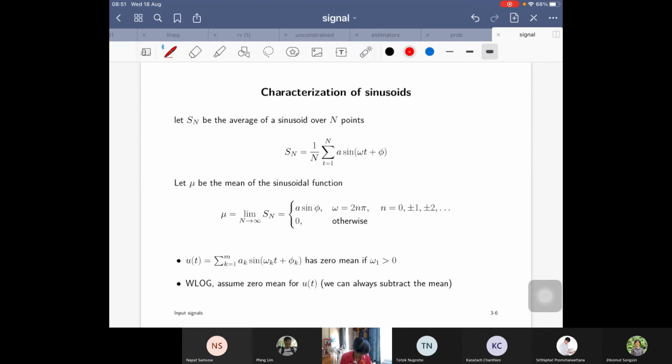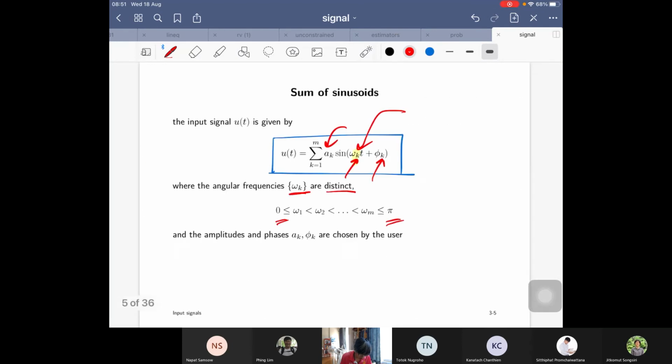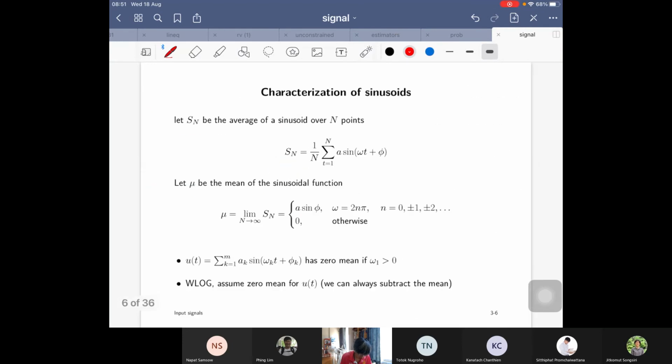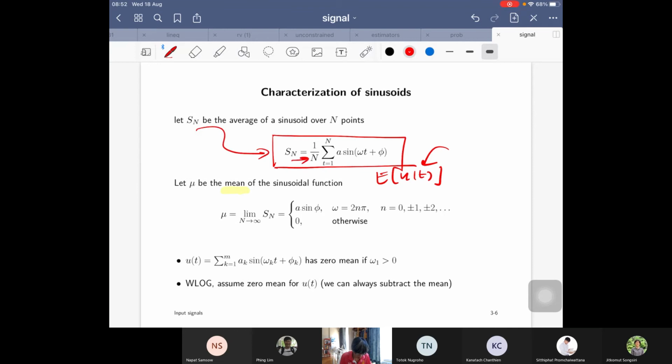For example, you have the sum of sinusoids. First, I would like to examine the mean of a sinusoidal function. This is not the ensemble mean, as I said, because your u(t) is not random. So we take the time average instead. This is the average of the sinusoid over n data points, and then we're going to allow n to be large enough.